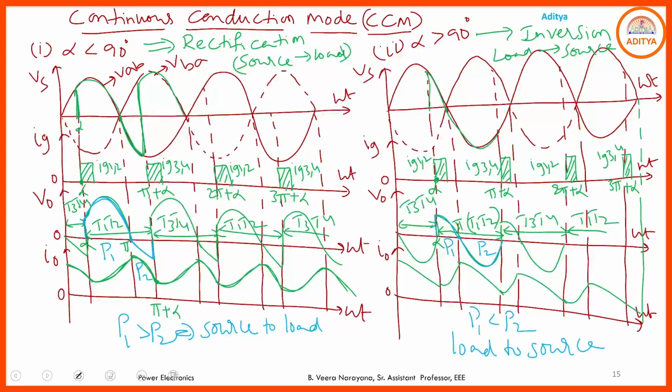Here this is a simple representation of a single phase bridge type fully controlled converter with RL load under continuous conduction mode. If we maintain alpha less than 90 degrees, we are getting the rectification operation, and alpha greater than 90 degrees, we are having the inversion operation. This is the output voltage, output current waveforms.